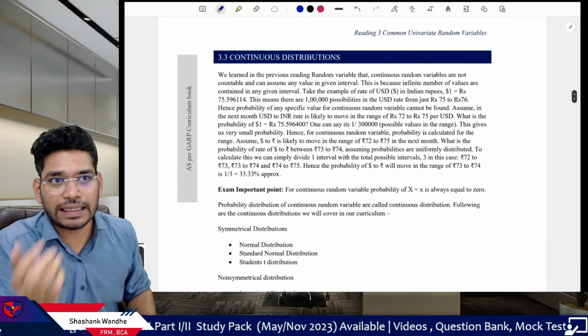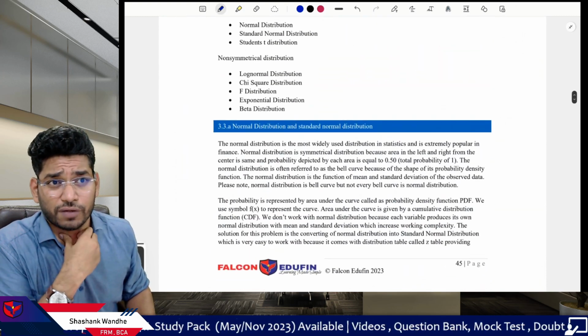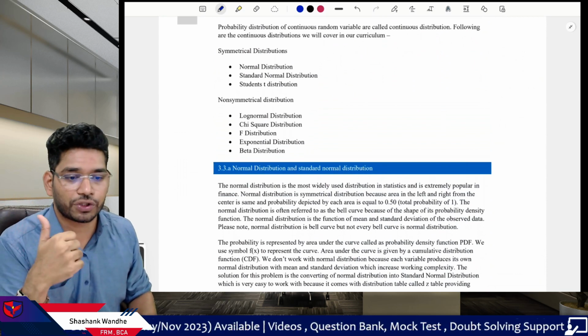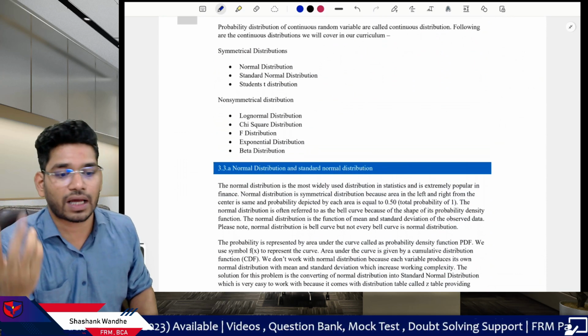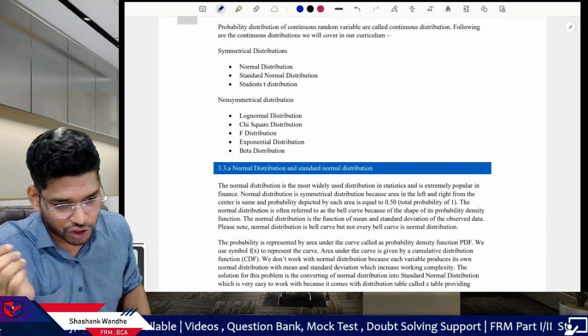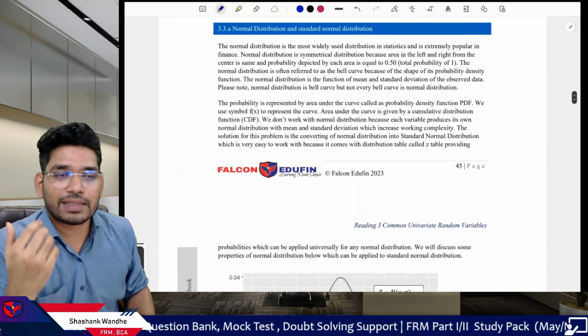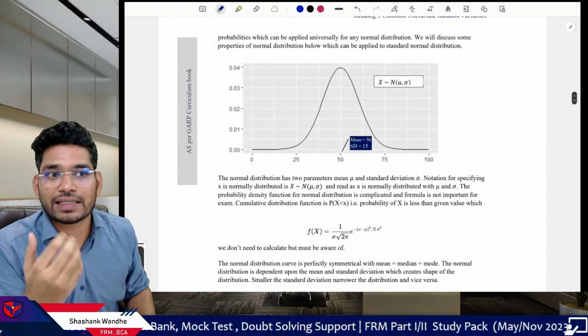Then we have continuous distribution. In continuous distribution, we have multiple distributions. So first are the symmetrical distributions: the normal distribution, standard normal distribution, and Student's t distribution. Then we have the non-symmetrical distributions: lognormal, chi-square distribution, exponential distribution, and beta distribution. In the normal distribution, this is the most testable distribution. So you have to understand what the normal distribution is.